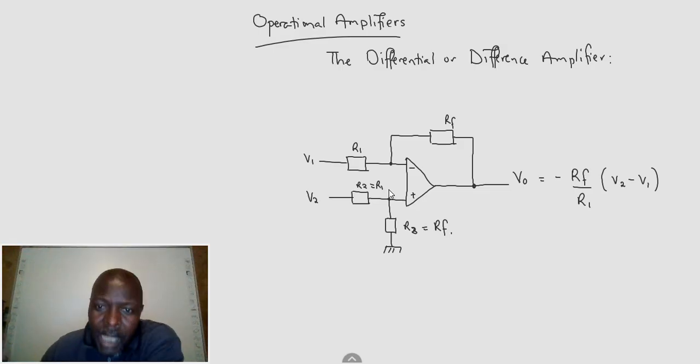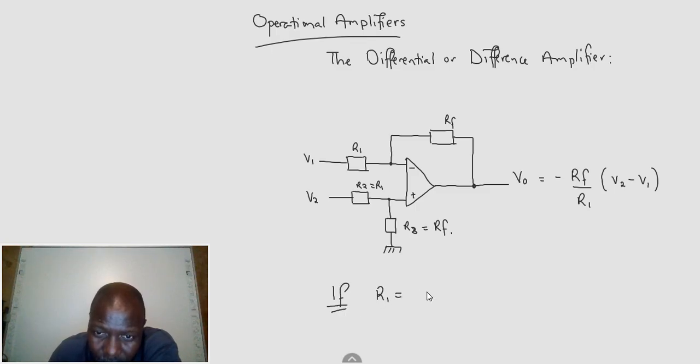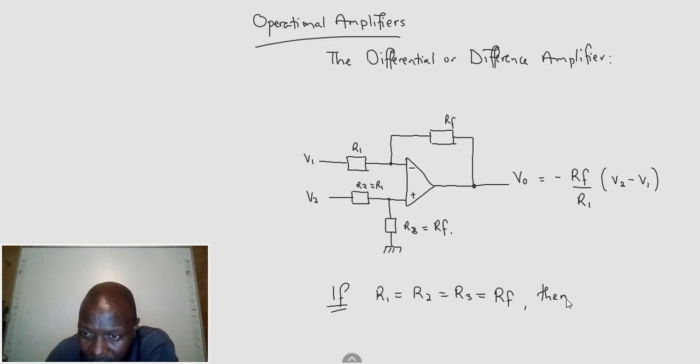All right. However, in a specific scenario, if and only if R1 is equal to RF, which means R2 is equal to R3 and RF, because we said R3 is equal to RF. So if R1 is equal to R2, it implies that they are all equal. If this is the case, then our V out is simply equal to, because this is going to be 1 over 1, V2 minus V1. Okay, so this is it.